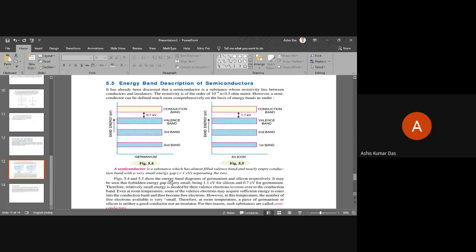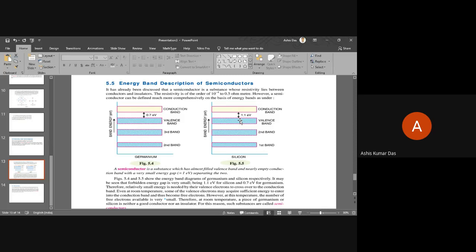In the case of germanium, you see this is the conduction band. This is called the valence band. This is some third band and the second band. Now you see that the forbidden energy gap between the conduction band and the valence band is only 0.7 electron volt. And in the case of silicon it is nearly 1.1 electron volt.